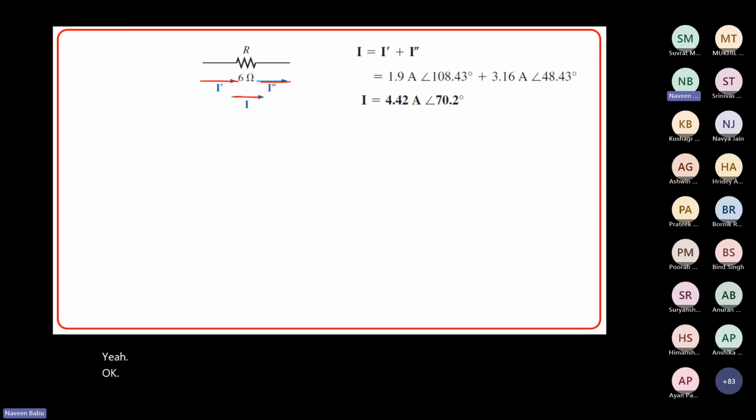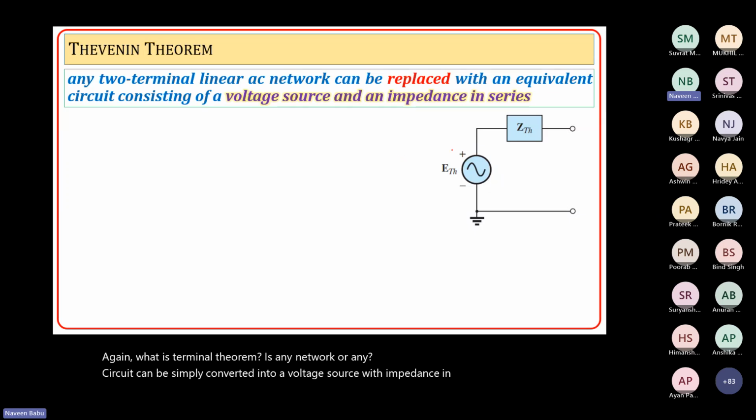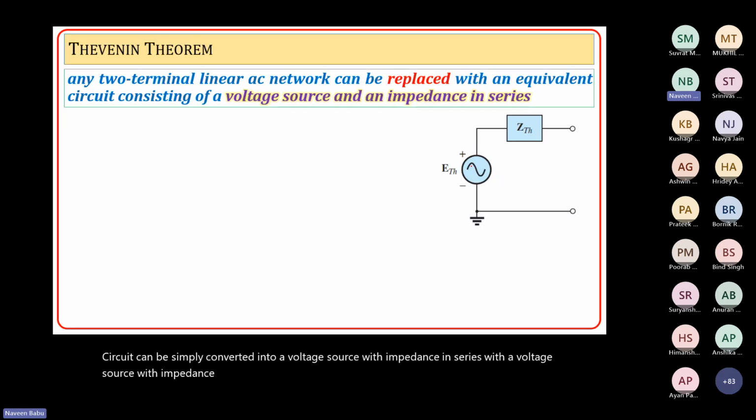So the next theorem that we have is Thevenin's theorem. Again, what is Thevenin's theorem? Any network or any circuit can be simply converted into a voltage source with impedance in series. So any two-terminal linear AC network can be replaced with an equivalent circuit consisting of a voltage source and an impedance in series. Right. So this is what Thevenin's theorem says.